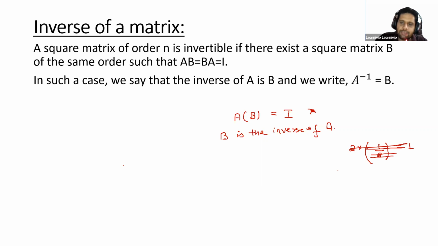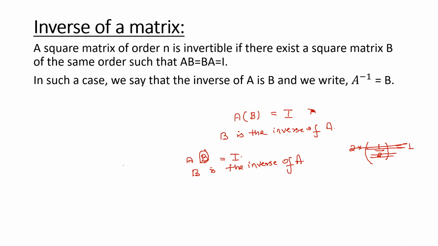Now, similarly, try to understand this: we have a matrix A. We need to multiply it by another matrix so that we get an identity matrix. So if we multiply this matrix A with B and we get identity, then we will say that B is the inverse of A. So what is the definition of the inverse of a matrix? If we multiply this with another matrix and we get identity, then this matrix B is called the inverse of A.